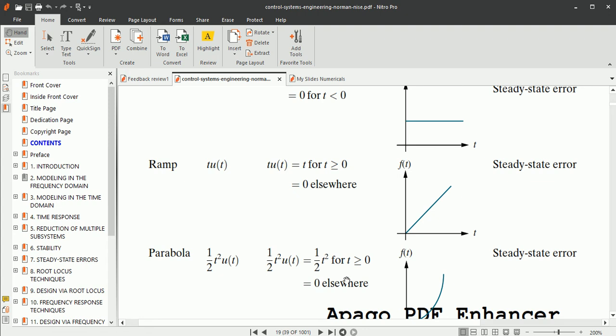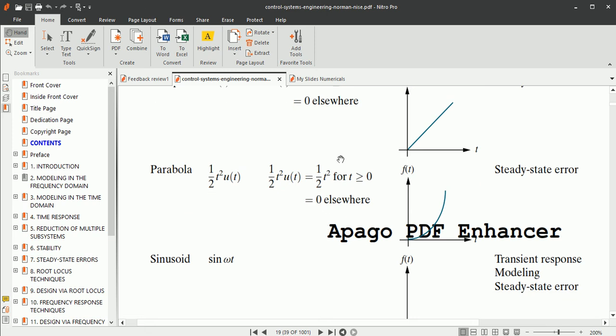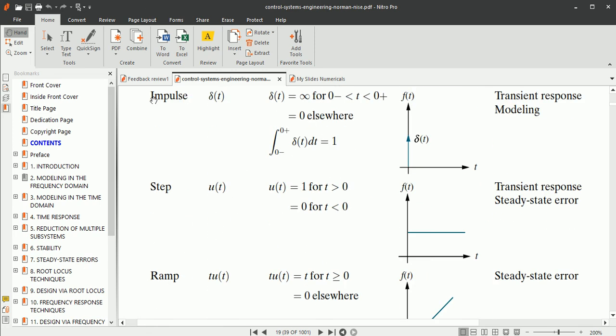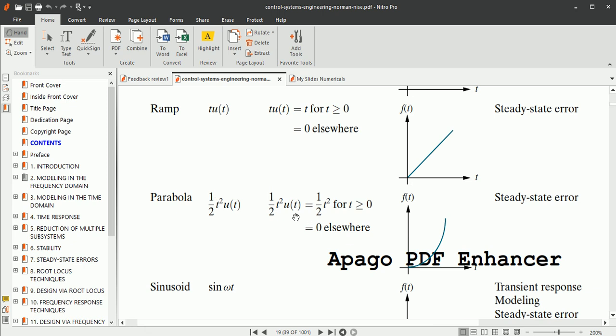Then you have the parabolic input, like this is the parabola. So here you have 1 over 2 into t square. Why 1 over 2? Because you will be having 1 over s cube as its Laplace; we will discuss it later. We normally keep up to ramp inputs. Parabolic input is very rare.